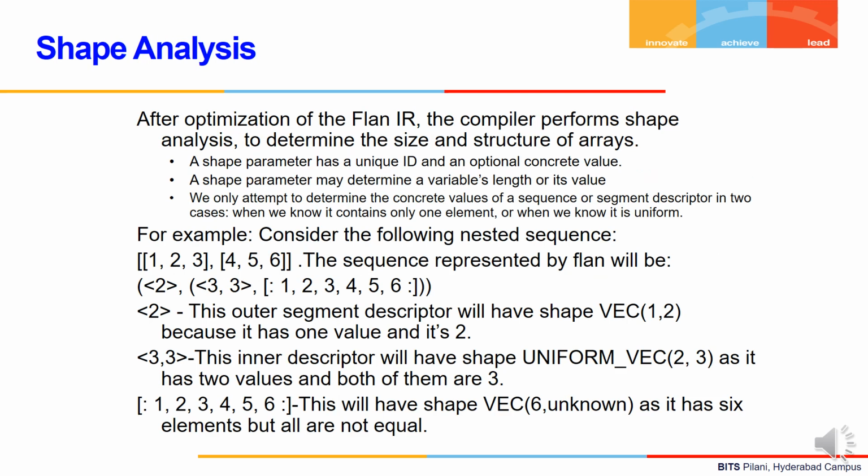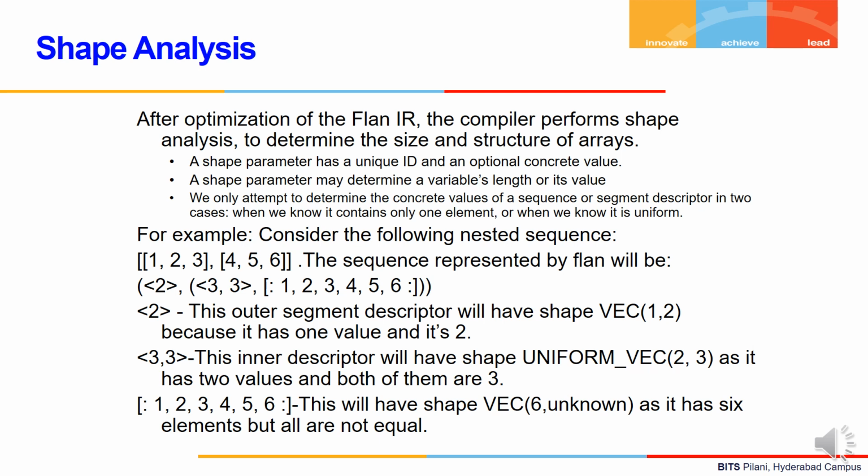Shape analysis. Once the Flan intermediate representation is optimized, the compiler performs shape analysis to determine the size and structure of arrays. A shape parameter has a unique ID and an optional concrete value. A shape parameter may determine a variable's length or its value. We only attempt to determine the concrete values of a sequence or segment descriptor in two cases: one, when we know it contains only one element, or two, when we know it is uniform.